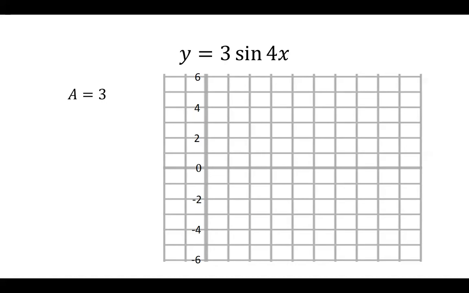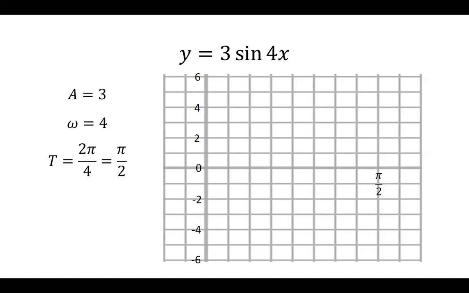the period. So first we notice that we've got 3 sine of 4x, so omega is equal to 4. The period is equal to 2 pi divided by that, so 2 pi divided by 4, which gives us pi over 2. Now here's where it all comes together. So the period is pi over 2, so we're going to put pi over 2 on the graph.